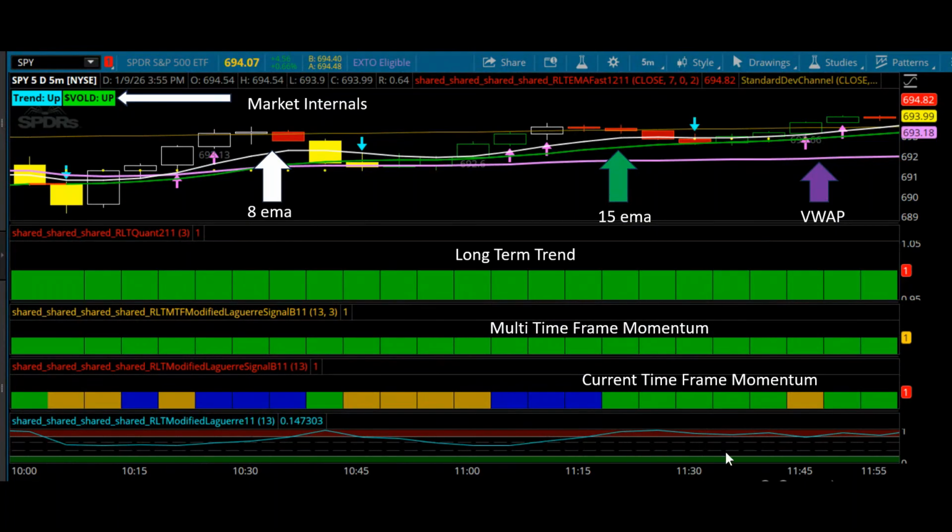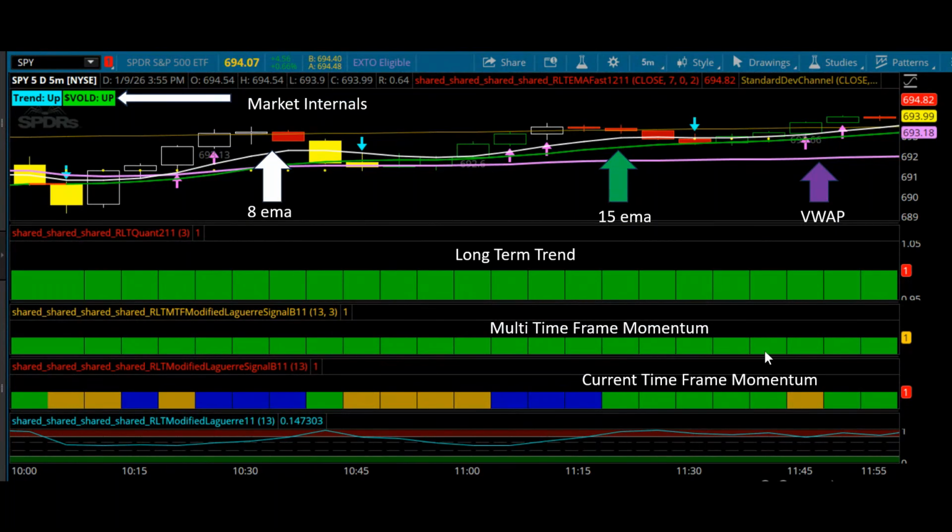This basically goes between 0 and 100, for bullish and bearish. Now, the current time frame momentum on a 5-minute chart is reflecting the momentum for the current time frame, which is 5 minutes. And you've got four colors here. You've got green and blue, which are bullish, and red and yellow, which are bearish. That's what tells you whether it's a bullish or bearish trade off the 5-minute chart.